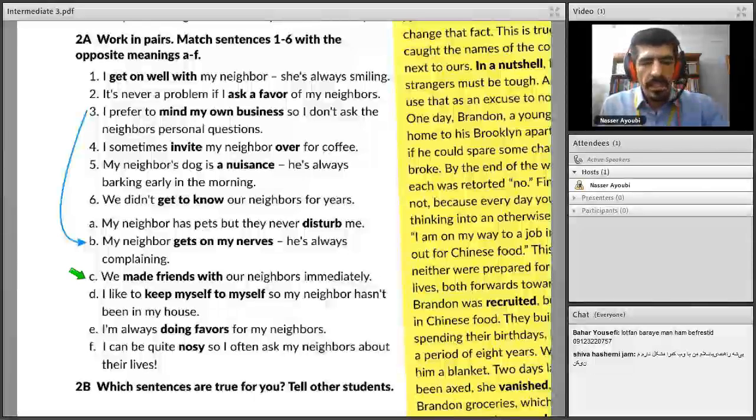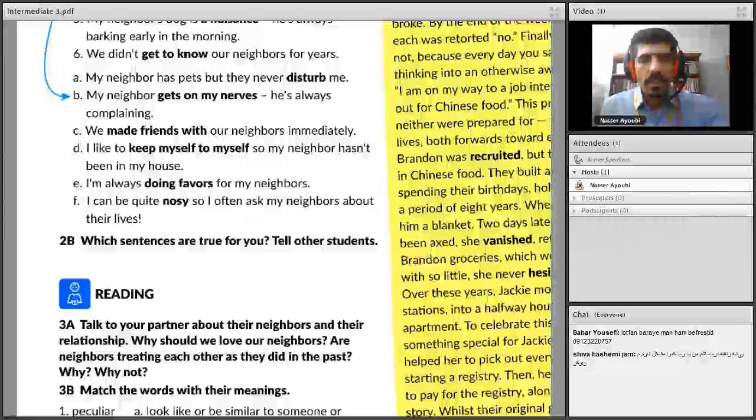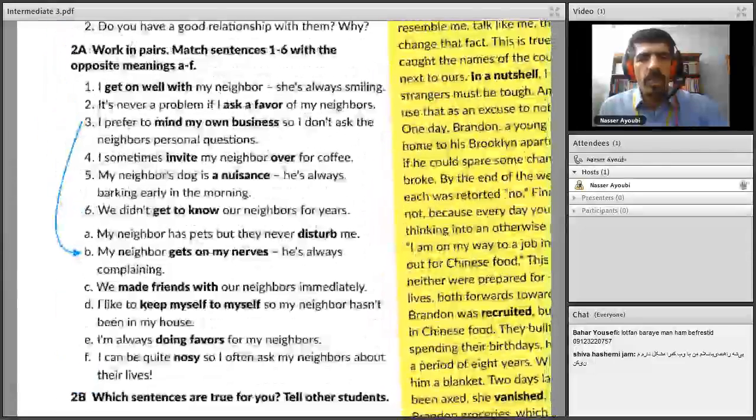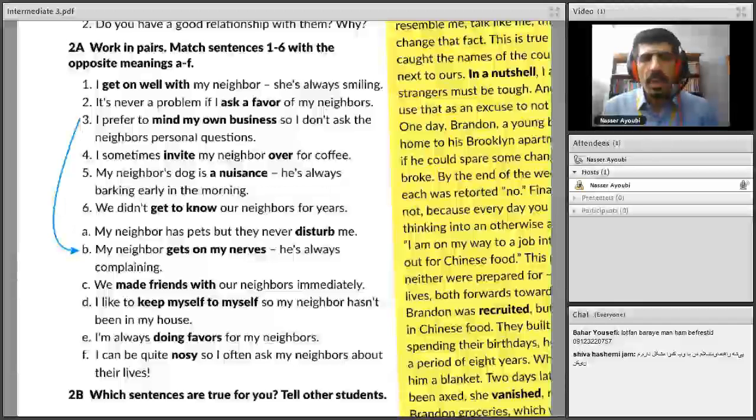All right. Which sentences are true for you? I'm talking about myself. I most often keep myself to myself. I mind my own business. We don't get on each other's nerves, actually. Why not?